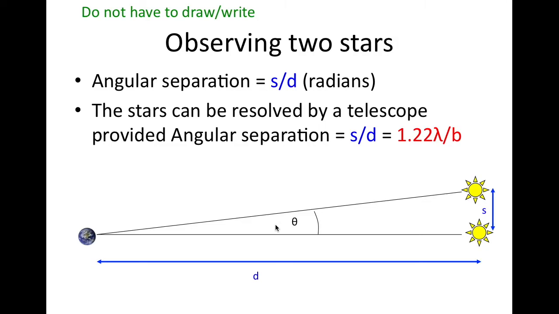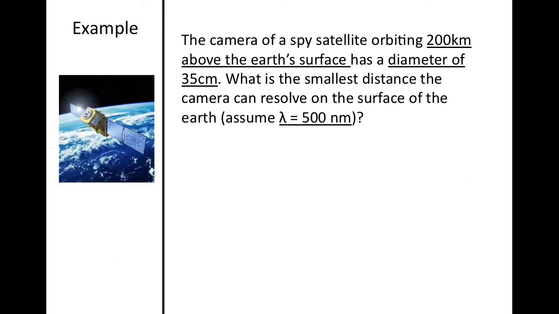We know that the angle theta, also known as the angular separation of the 2 objects, is equal to s divided by d. However, if viewed through a circular imaging system such as a telescope, we know that theta equals 1.22 lambda divided by B. We can then set s divided by d equal to 1.22 lambda divided by B, depending on what we need to solve for. Here's an example.